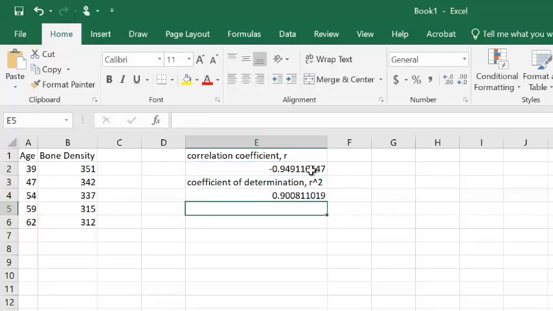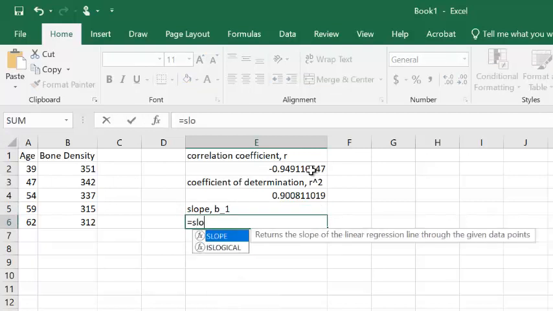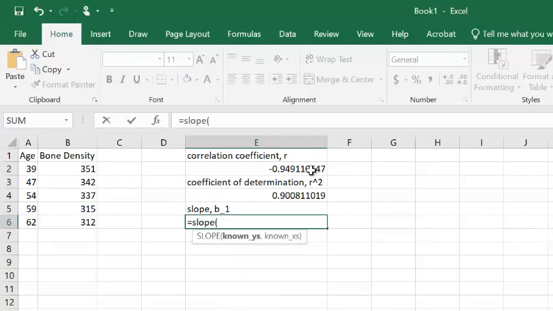For slope, which we use the notation beta 1 or b1, the command is equal slope, open the parentheses. Now this one is important that you put your y's first. Correlation coefficient, the order didn't matter, but order is important here. So I'm going to select my y's, which are bone density, comma, select my x's, and close the parentheses.